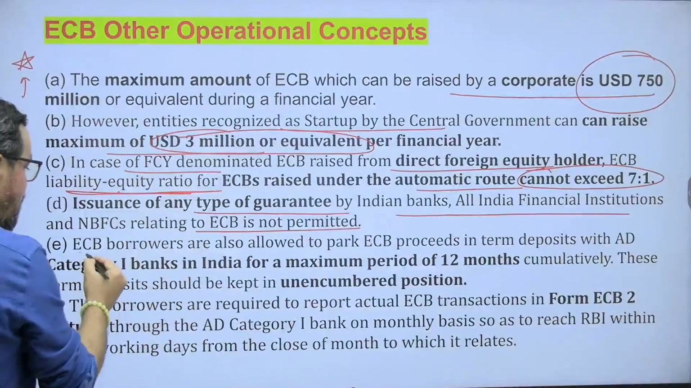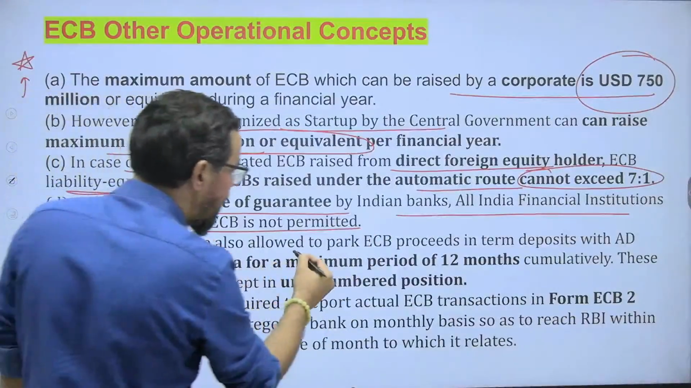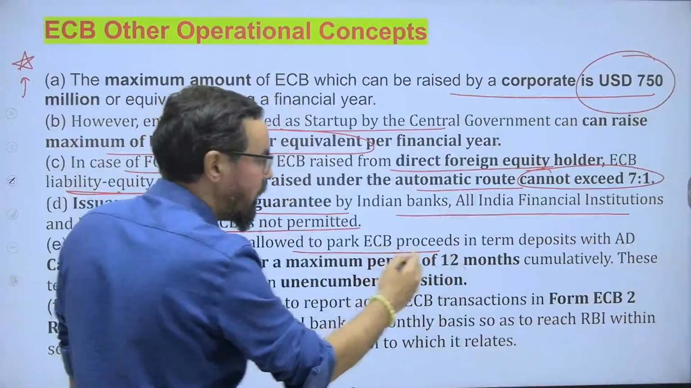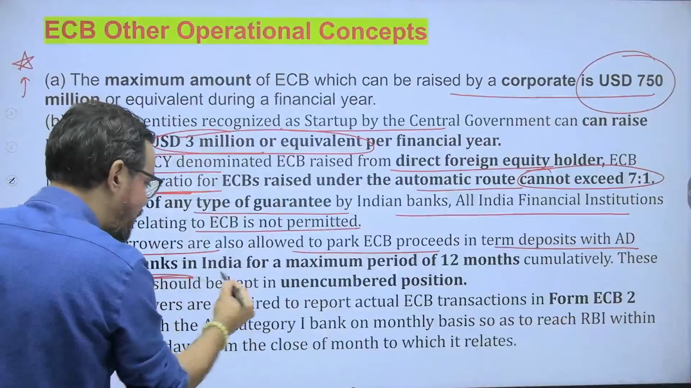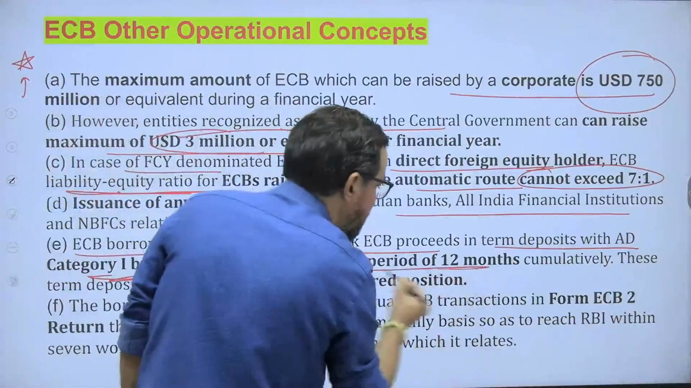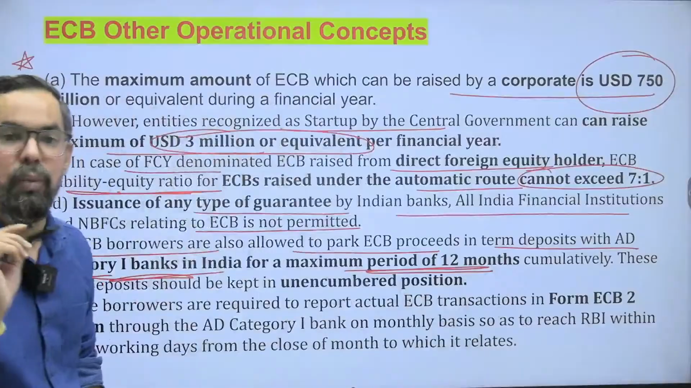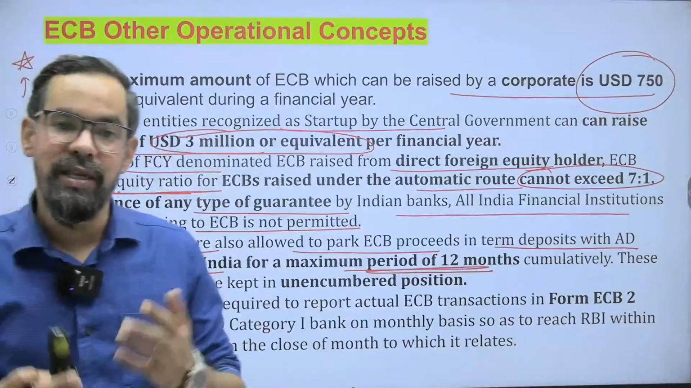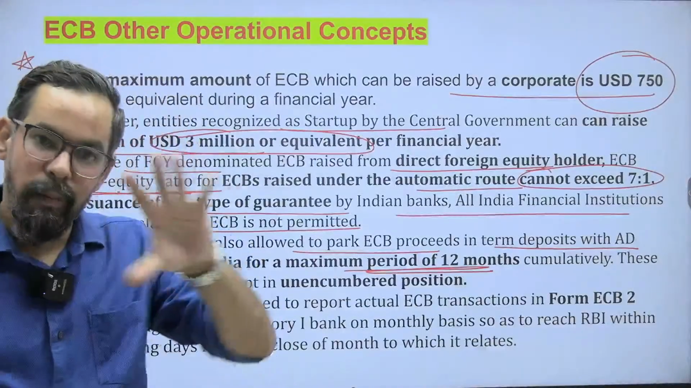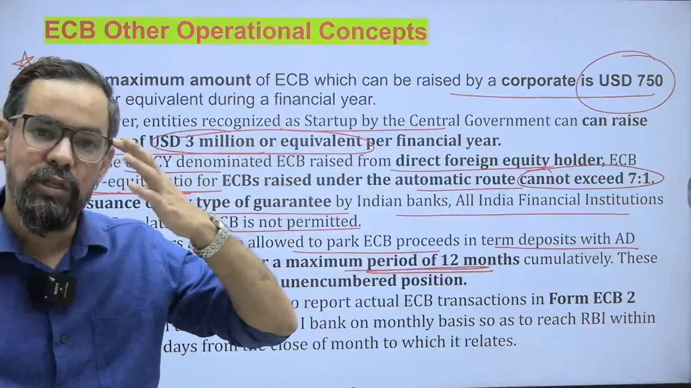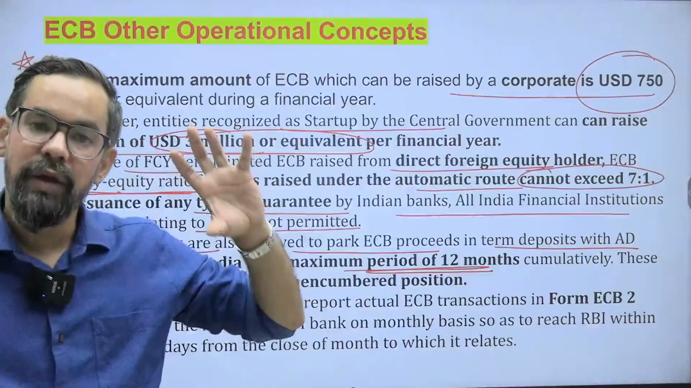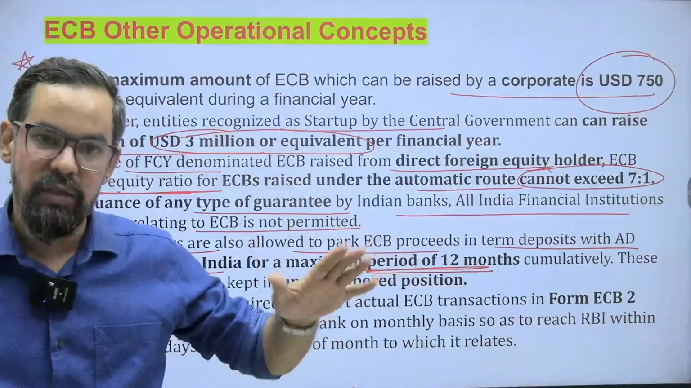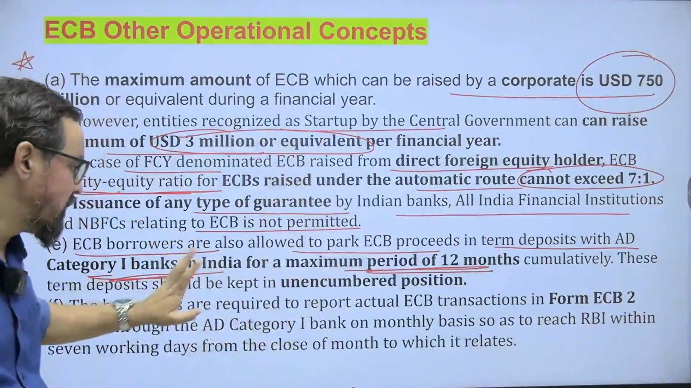That is the one. ECB borrowers are also allowed to park ECB proceeds in a term deposit with authorized dealer category 1 banks in India for a maximum period of 12 months. Again, a very important point. Let's say that XYZ raised that particular funds, they can park that money. Let's say it was 10 million US dollar. They can park that money with any authorized dealer category 1 bank for 12 months. So that is the one.